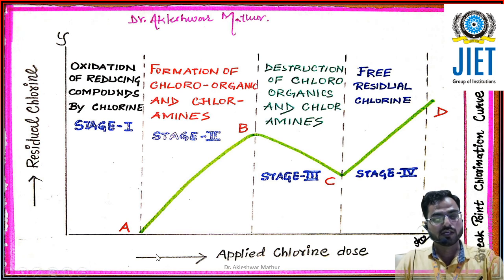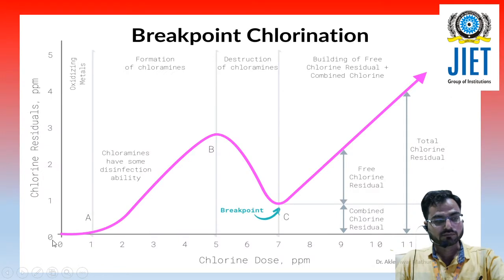Suppose initially you add 0 ppm of chlorine, then there is no free residual chlorine in the water. That is, if you are performing the titration of the potable water for testing the free residual chlorine, then the reading of the burette will be 0. Again, you add, for example, 1 ppm of chlorine, and there is again 0 free residual chlorine in the water.